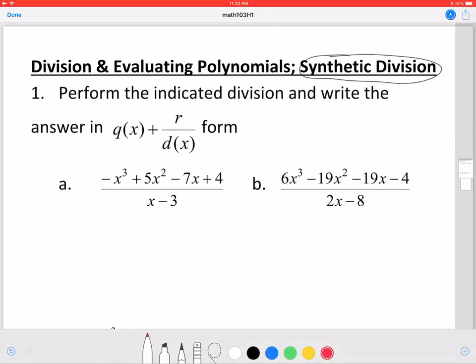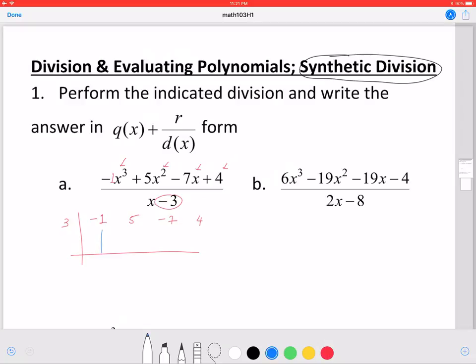The way we write it is we take this -3, but we change the sign to positive. Draw these two lines and write the coefficients. Always look to see if there are any missing terms. There aren't any: the x cubed term is here, the x squared term, the x term, and a constant term. So we just write the coefficients: -1, 5, -7, and 4. If you forgot the method, please go back and read your textbook and review how synthetic division works. I am not going to discuss all that in detail.